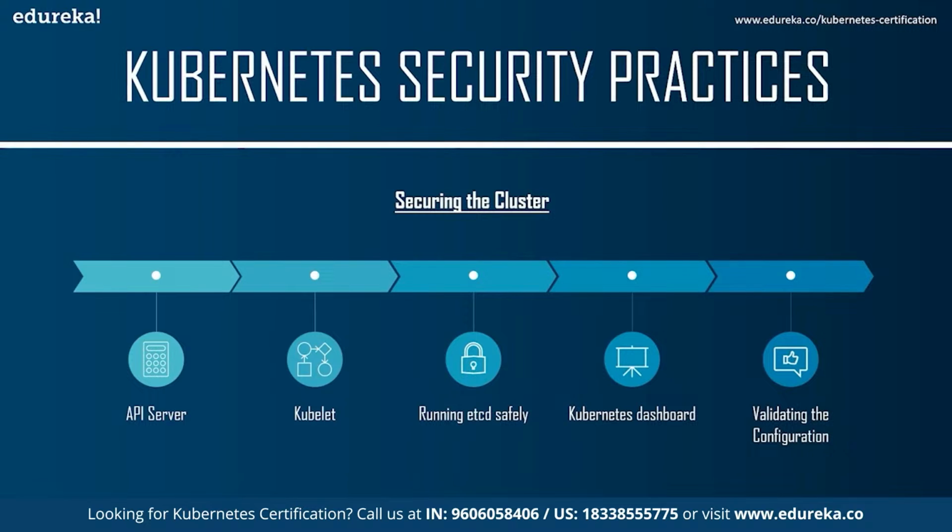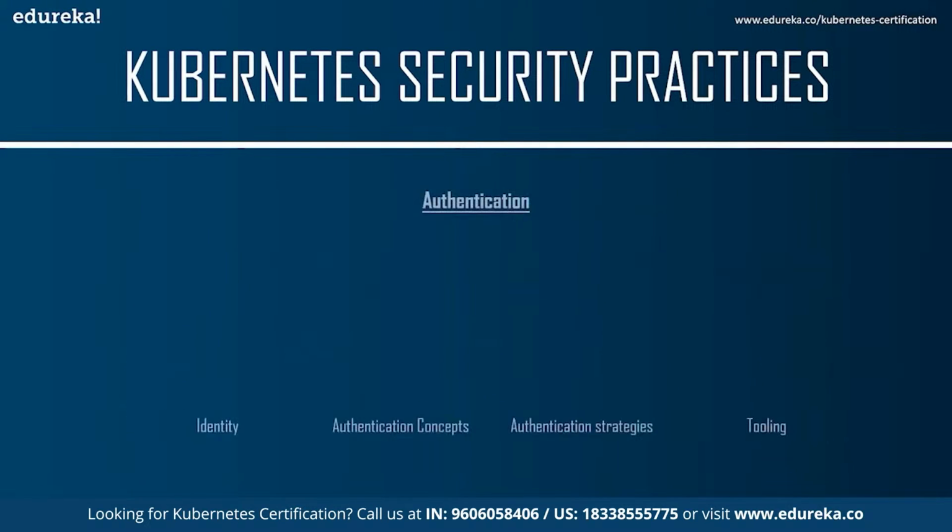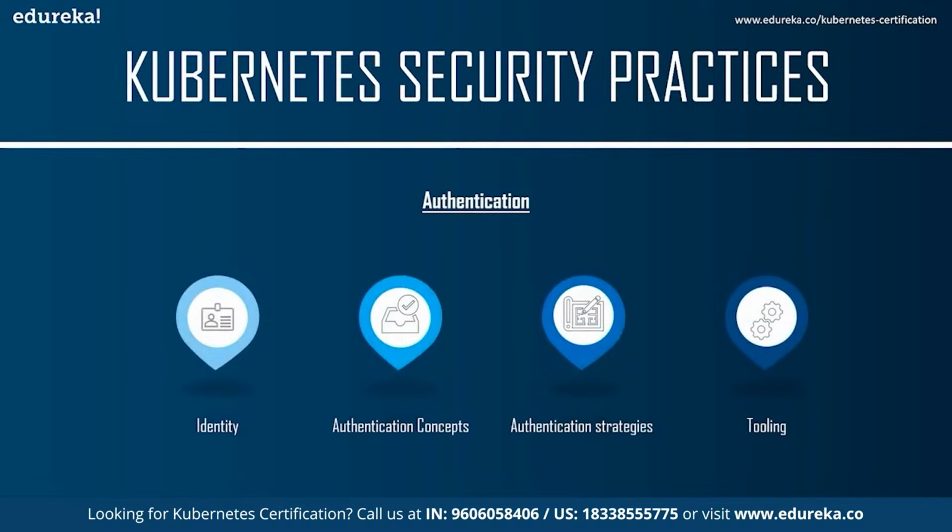Now that we've discussed the first part of Kubernetes security practices, let's move on to the second way, authentication. Now, if you've been using public cloud offerings such as AWS, Microsoft Azure, or Google Cloud Platform, you might have come across the term identity and access management, which allows you to define access for users and services.